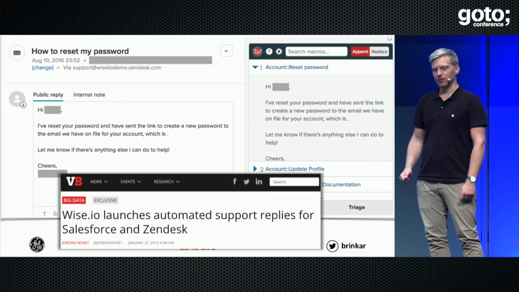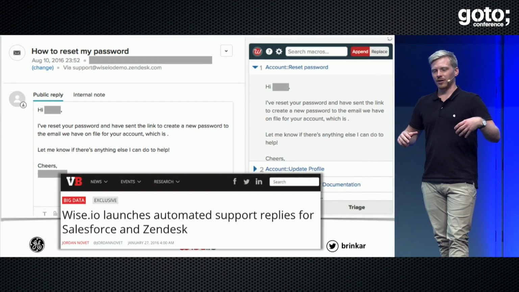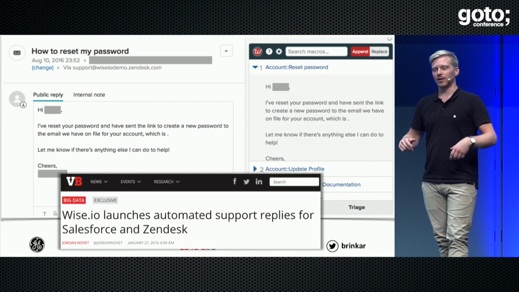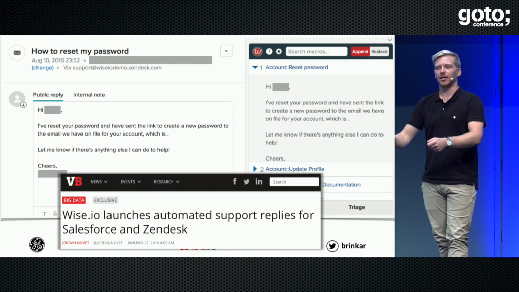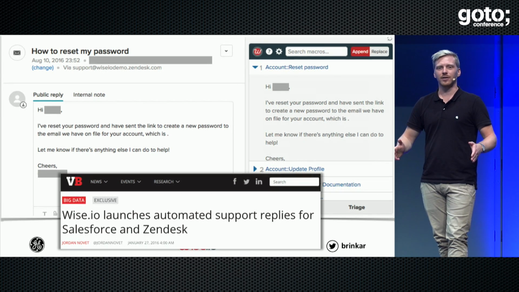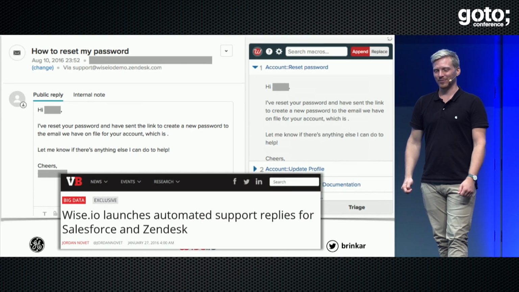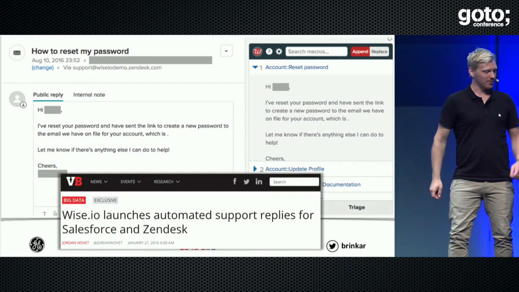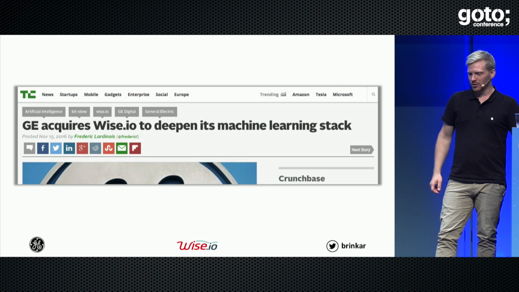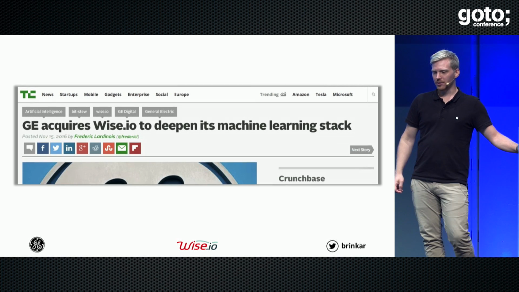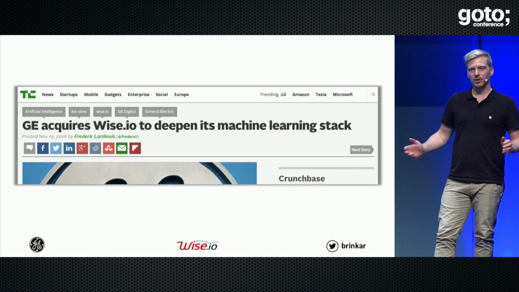And one funny story about this is that customers would be confused when an actual answer to their question would show up a second later. So we actually had to introduce a 5-10 minute delay so that it would seem more natural. That just shows the power of it. So last year, we were bought by General Electric.